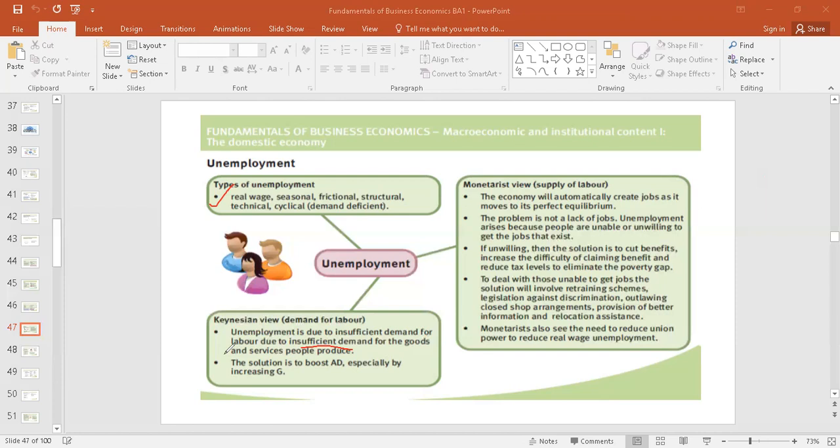Monetarist view of supply of labor. To deal with unemployment, the explanation says that the economy will automatically create jobs as it moves to its perfect equilibrium. The problem is not a lack of jobs. Unemployment arises because people are unable or unwilling to get the jobs that exist. That also we see sometimes.